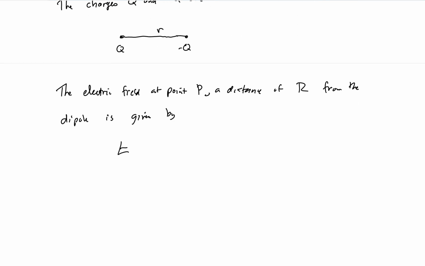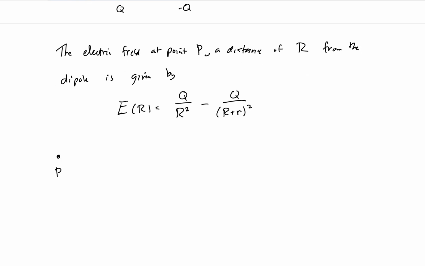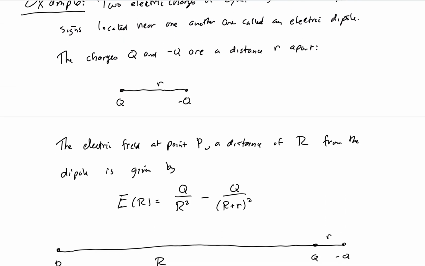So this electric field, E_R, because it's dependent on the distance big R away, is given by Q over R squared minus Q over big R plus little r squared. And so our picture here would be like P is over here, and then we've got Q, and say negative Q like this, where this distance here is big R, and this distance is little r. Okay, so let's take a second there for the setup. And as always, if you're taking notes, you can always pause to copy everything down to catch up.